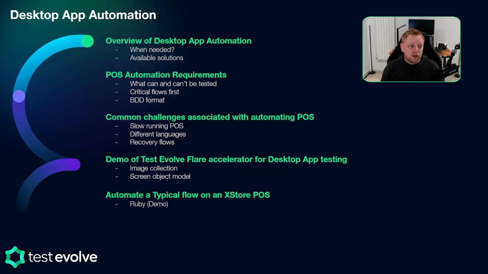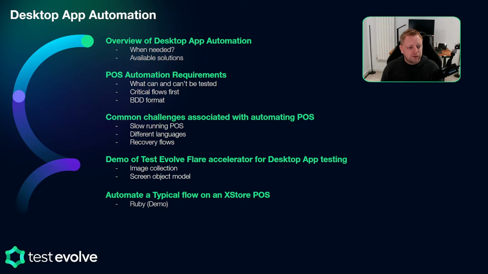So we'll also look at common challenges associated with automating till systems. So things like slow running till system will cause issues. We'll see why. Things like different languages, if you've got till systems that work across multiple languages, some of the flows may be different depending on the region. We'll look at that as well. And recovery flows, so things that are easier in browser automation, such as restoring the state of the browser afterwards. You need to do the same with restoring the state of the till.